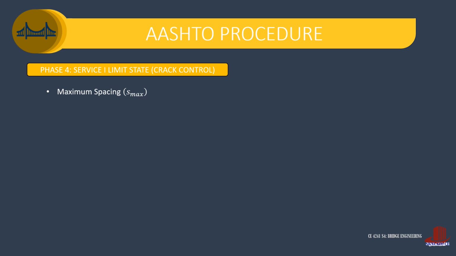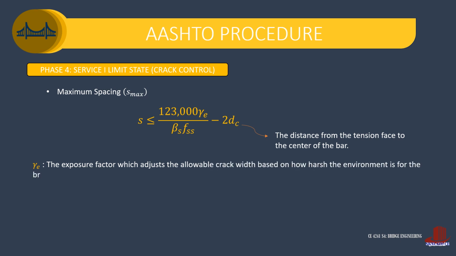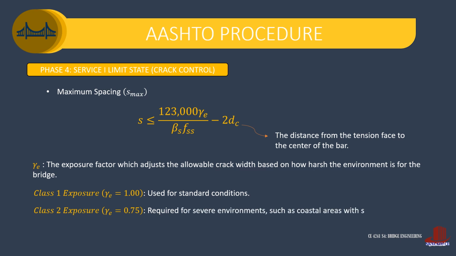To control cracking, we then have to determine the maximum spacing, which is taken as 123,000 gamma E upon beta s times fss, then deduct twice of dc. dc is the distance from the tension face to the center of the bar, and gamma E is the exposure factor, which is simplified into two constants. Class 1 exposure uses gamma E of 1, and this is used for standard conditions. For severe conditions, we use gamma E as 0.75.